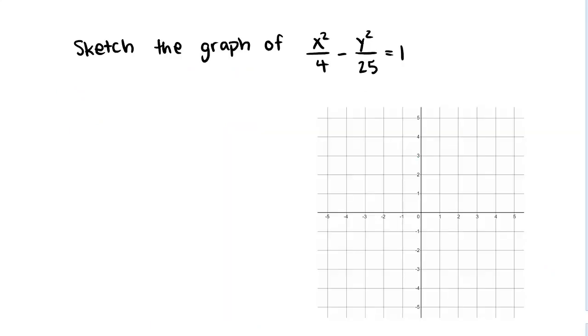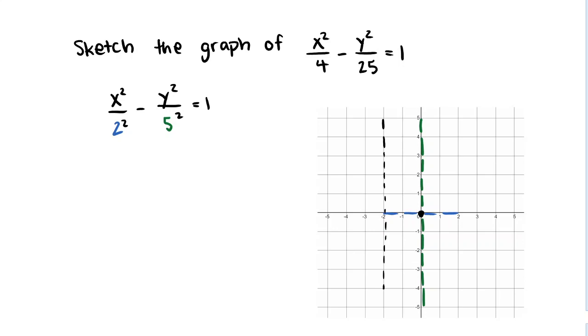So let's use these ideas to sketch the graph of x squared over 4 minus y squared over 25 is equal to 1. And first notice that a is equal to 2, right? This is x squared over 2 squared minus y squared over 5 squared is equal to 1. And so this tells us that here we have our center point at 0 comma 0, 2 units to the left and 2 units to the right, 5 units up and down, gives us our box that we can use to help us sketch the asymptotes of our hyperbola.